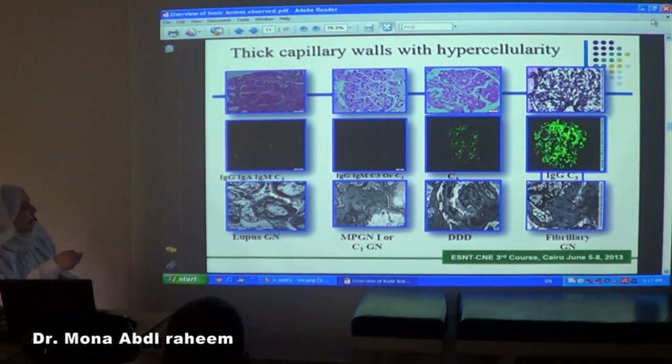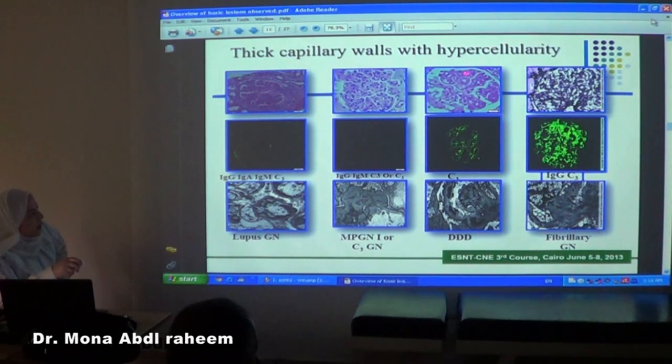The second lesion we can find in the biopsy is the combined lesion of thickened basement membrane associated with an increase in cell number. This is the perfect or common example, membranoproliferative glomerulonephritis type 1 and type 2. This is a classic, nice picture of membranoproliferative glomerulonephritis. The tuft is divided or lobulated, with accentuation of the lobulation, and here is the increase in cell number and mesangial expansion, and the basement membrane is thickened.